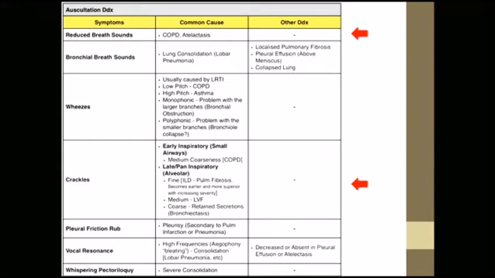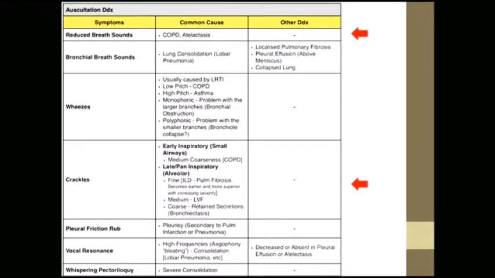So anything infectious will have coarse crackles. Anything that is fibrotic will have fine crackles. Anything with pulmonary edema will have medium crackles. And they use the words crepitation, crackles, and crabs to define the same thing.